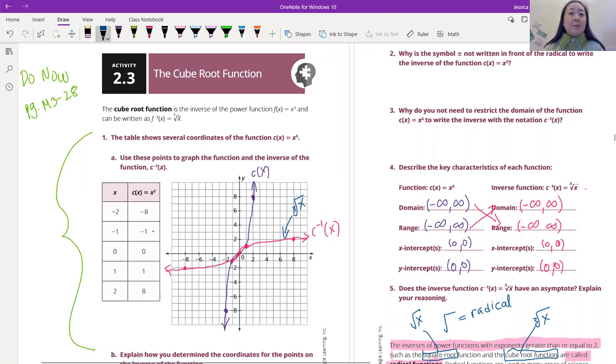And we have here the table, and you were supposed to graph this and then graph the inverse. So if you did not do that already, pause and do it. If you notice here in purple, we have the regular function, the cubic function, which we have seen before. And the pink one is the inverse function.